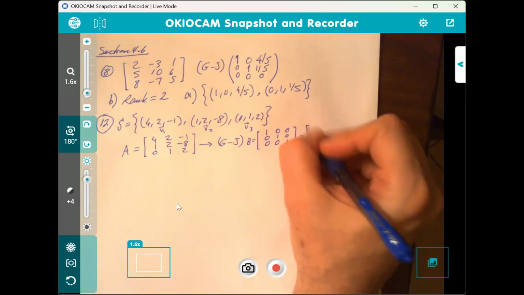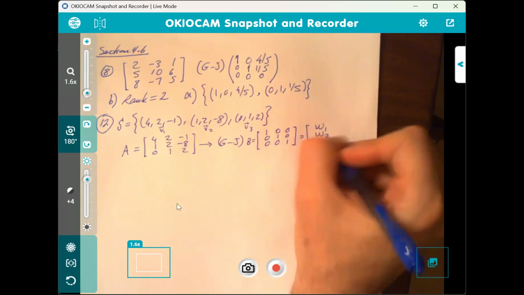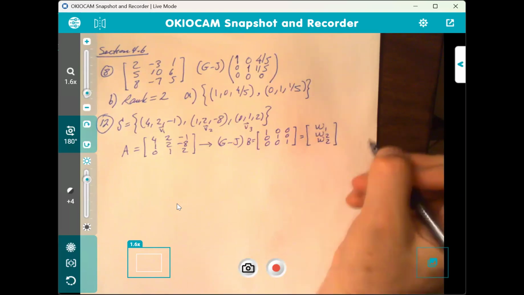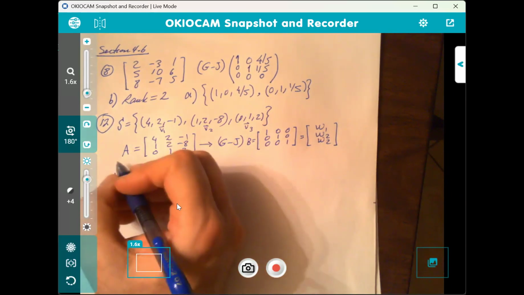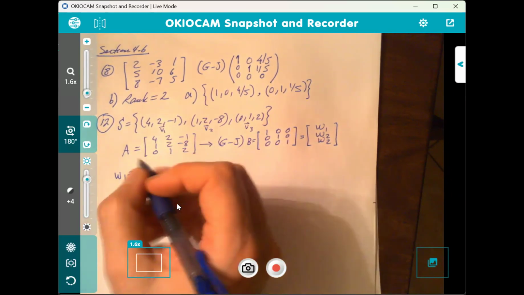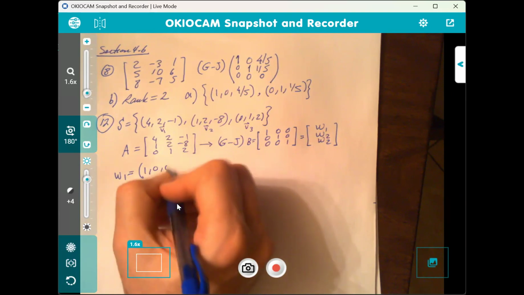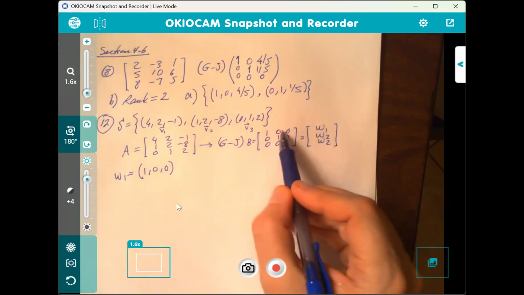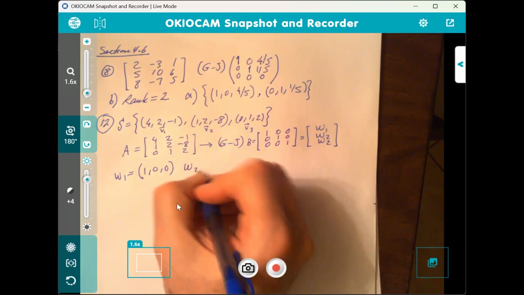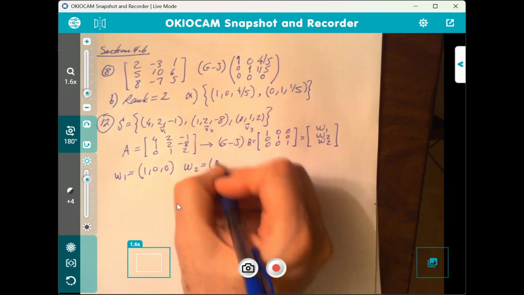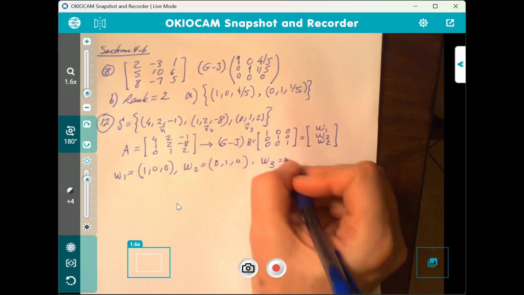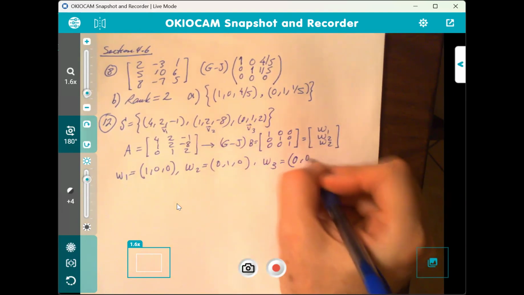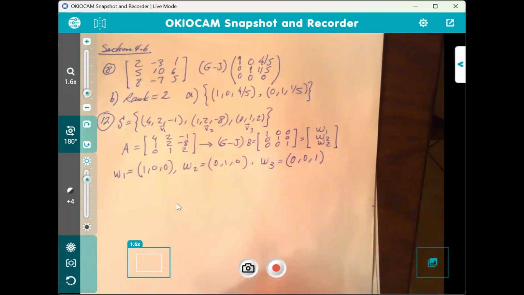So these are going to be the 3 vectors, W1, 2, and 3 that we need, right? So W1, the first vector, is 1, 0, 0, the first row. W2 is going to be 0, 1, 0. And W sub 3 will be the third row, 0, 0, 1. There we have that one.